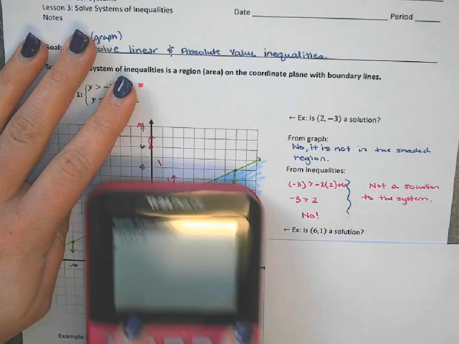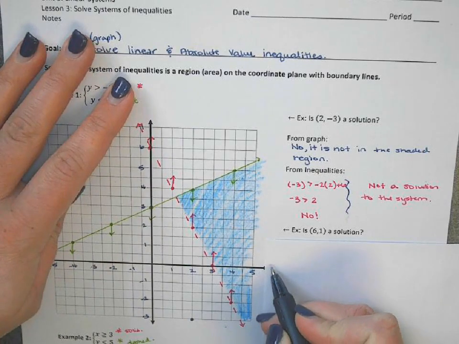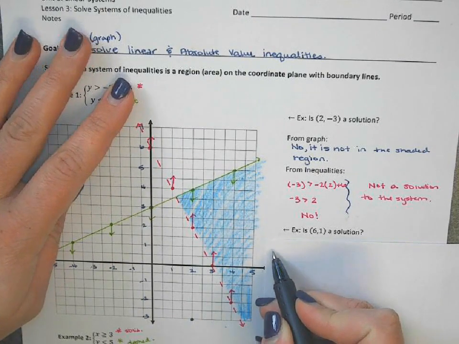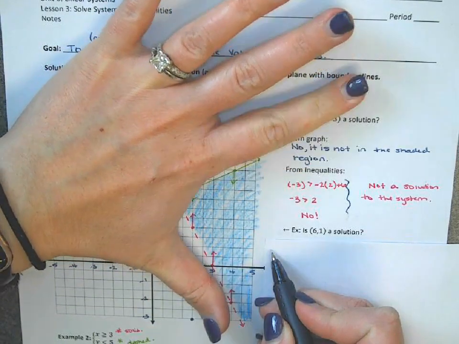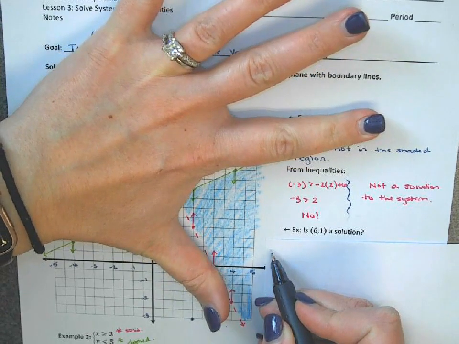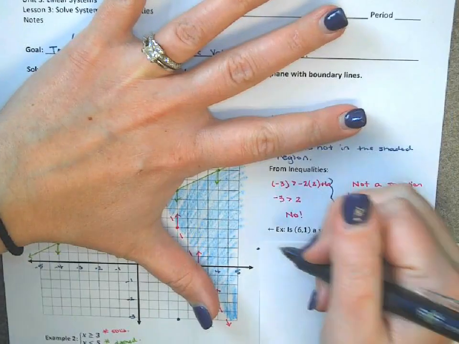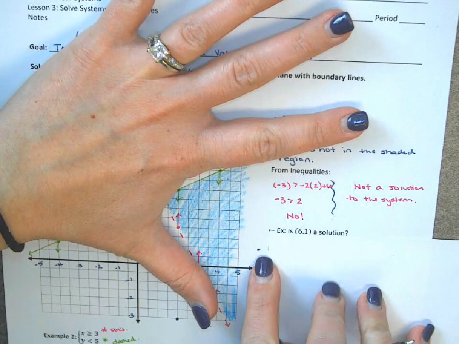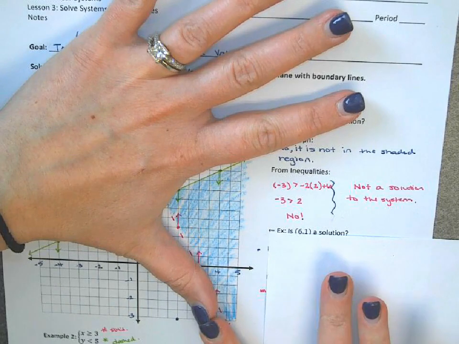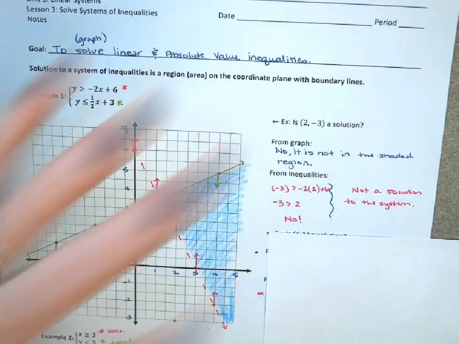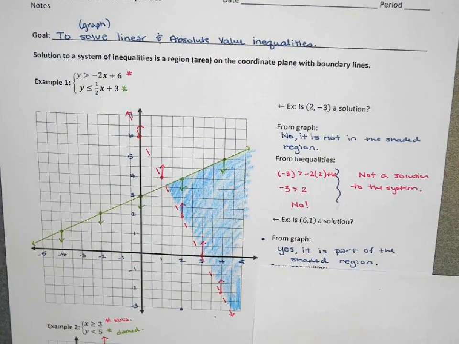How about (6, 1)? So I'm going to go right 6 and up 1. Now, unfortunately, my graph is off the paper here, okay? But I can see if I were to extend these lines more, if I were to extend this region, let's see if I can kind of visualize this. There we go. So it would still be within that region. (6, 1) would be right about here. So you can see that it would still be within that region if I extended my crayon, my shading, outside that graph. Okay, so from the graph we can say, yes, it is a part of the shaded region.